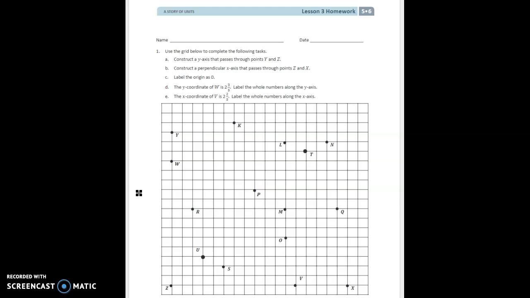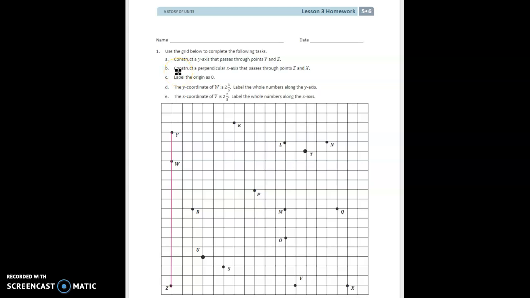For number 1, it says, for part A, construct a y-axis that passes through points Y and Z. So I have to find points Y and Z on this chart. I can see here's Y and here's Z. The y-axis we know goes up and down, or in other words, vertically. So we're going to construct a line connecting through point Y and point Z. So there we go. We're done.